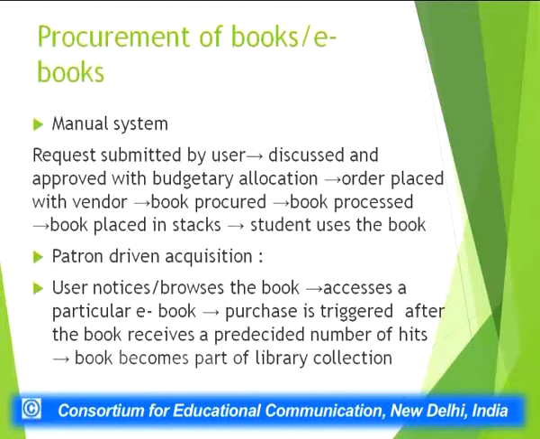So we have seen the difference here. Earlier we were procuring books assuming that they would be used in future, but in online we have patron-driven acquisition. That means we procure the books only after an e-book has received a pre-decided number of usages. In simple terms, a book is procured keeping in mind its usage, how many times it has been used, and accordingly the library procures it.